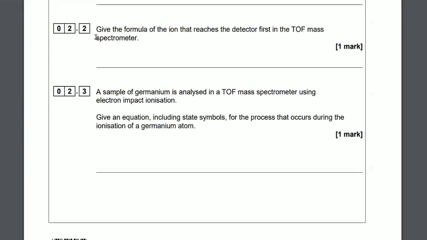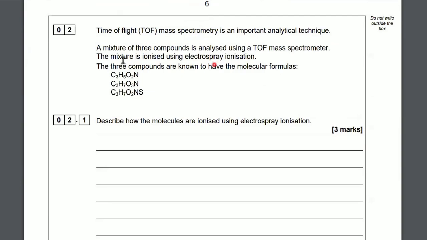2.2, give the formula of the ion that reaches the detector first in the time of flight mass spectrometer. So if we zoom back up, we can see the three different compounds with their molecular formulas, C3H5O2N. What we want to do is work out the mass of each of these because the lightest one is likely to reach the detector first, right? So we've got 36 plus 5 plus 32 plus 14. And then for this next one, we want to do C3H7O3N. So that's going to be 3 times 12 carbons is 36 again. This time we've got 7 hydrogens, so plus 7. This time 3 oxygens, so 3 times 16 is 48, plus 14 for the nitrogen.